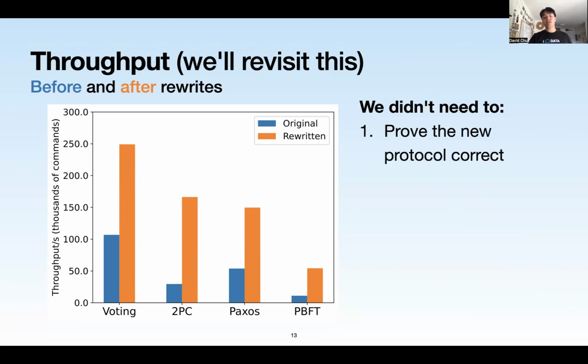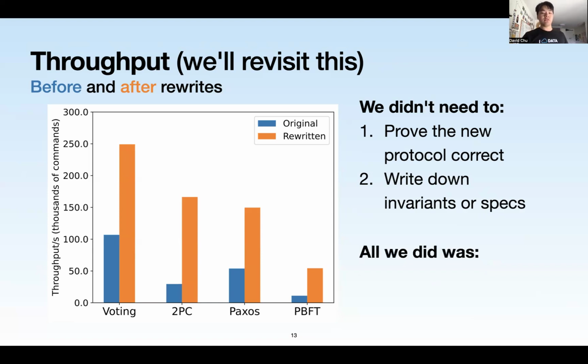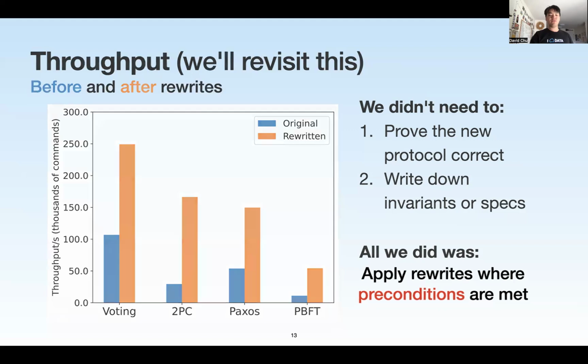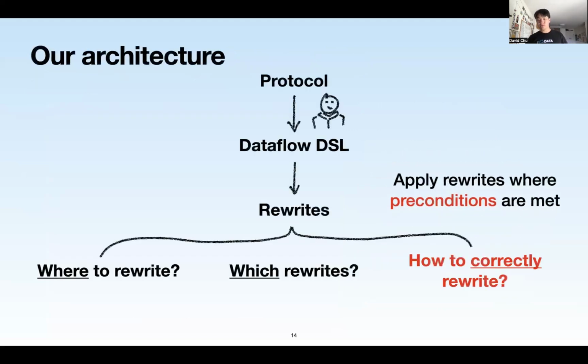Okay, so we didn't have to prove that the rewritten protocol was correct. Right? We also didn't have to write down any invariants or specifications for the protocols. Right? There's no model checking or theorem proving involved. All we actually had to do was apply the rewrites wherever the preconditions were met. And this actually fits quite nicely into our architecture slide from earlier.